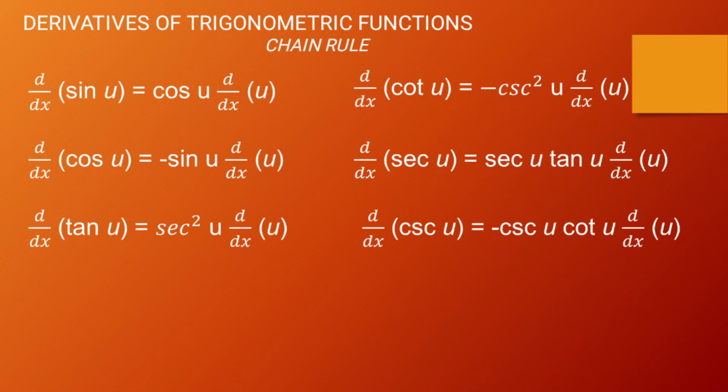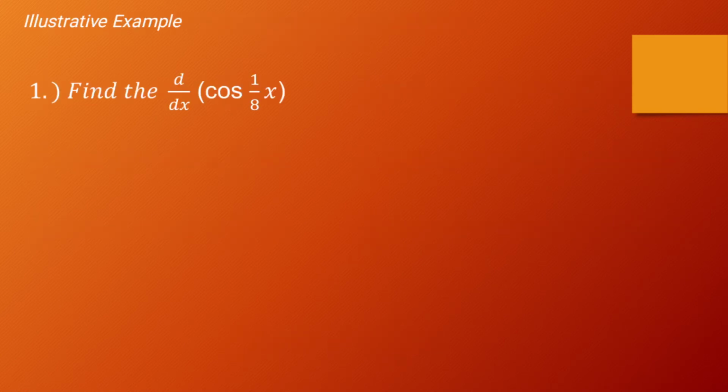And lastly, for the sixth one, the derivative for cosecant u is equals to negative cosecant u cotangent u times the derivative of u. For this one, I am going to include as well this. The derivative of e raised to u is equals to e raised to u, same like the given derivatives, and then times the derivative of u. Now let's see our example.